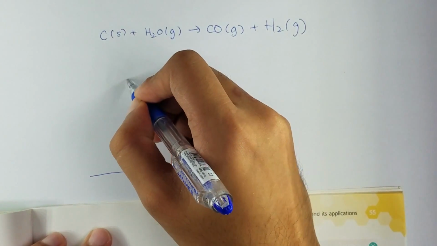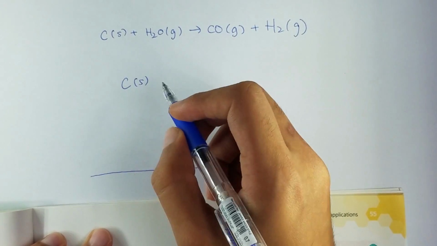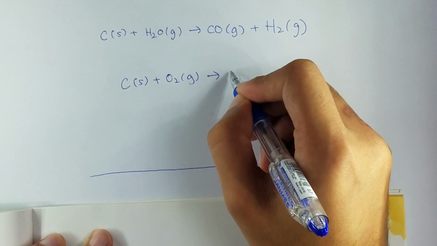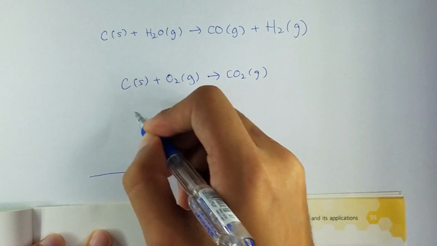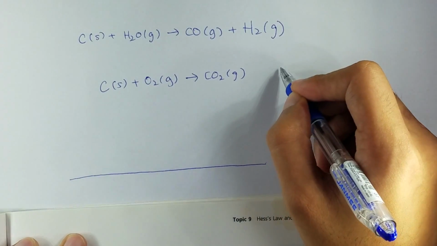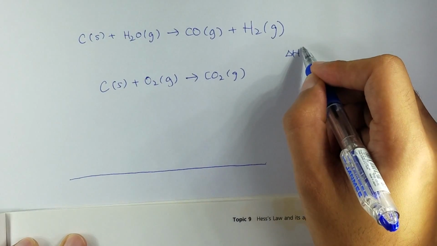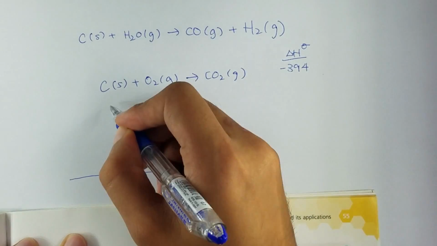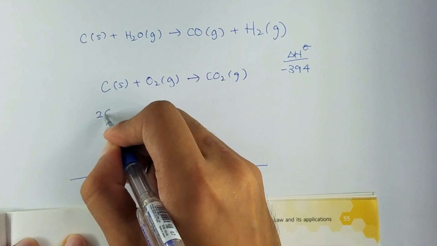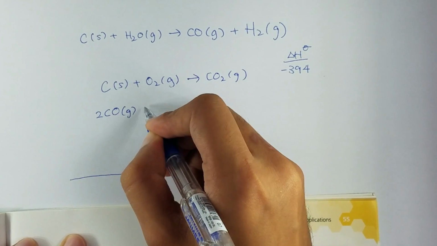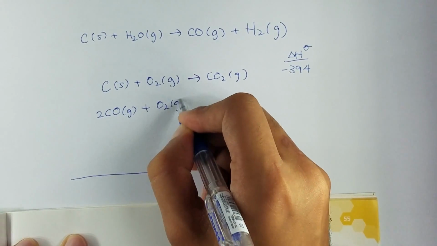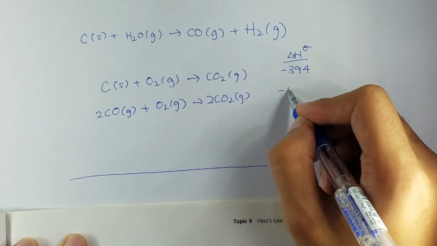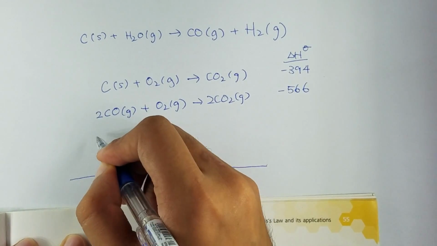We have carbon plus oxygen gas equals CO2. And then, don't forget, we have to write this one, delta H, and this one is negative 394. The next one is 2 carbon plus oxygen, 2 CO2 gas. Now you can fast forward if you want until I write the next one.